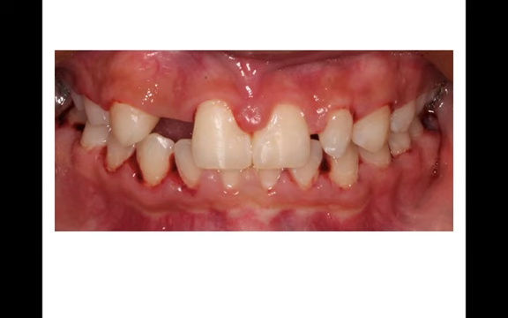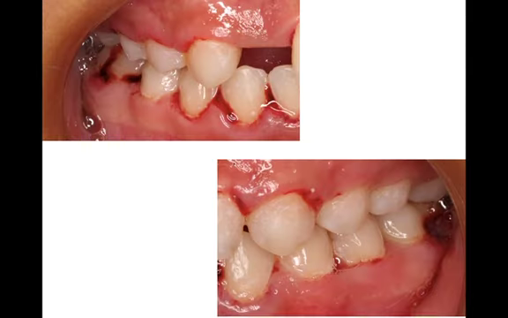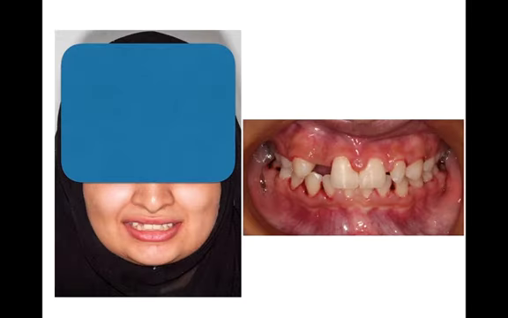As you can see now, the midlines are coincident. The canines are class 1. We have a space that is created for the missing upper right lateral, and we enlarged the space of the peg shaped lateral on the left side. Canine is a class 1 on both sides, molar is a class 1 on both sides. Now that's how she finished.